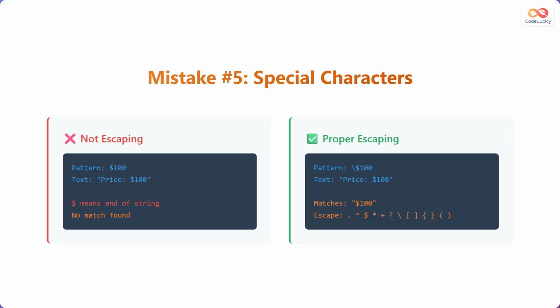Failing to escape special characters is another pitfall. On the left, the pattern $100 is intended to match the literal text $100 in the string price $100. However, the dollar symbol has a special meaning, representing the end of the string. The pattern doesn't match anything because it is interpreted as matching the end of the string followed by 100. On the right, the corrected pattern \$100 escapes the dollar symbol, treating it as a literal character. Now, the pattern correctly matches the text $100 in the string price $100.